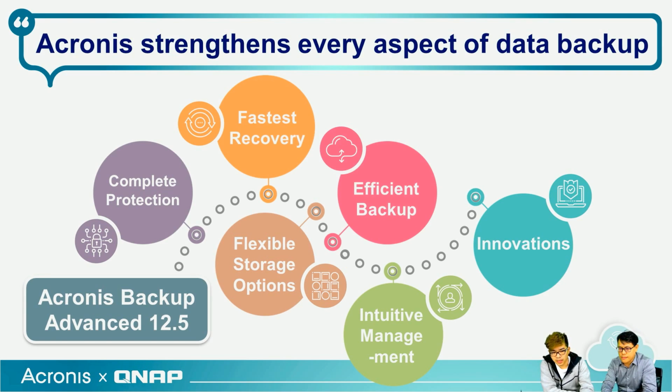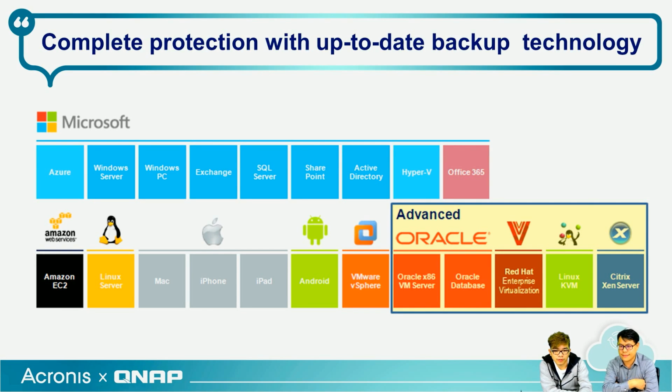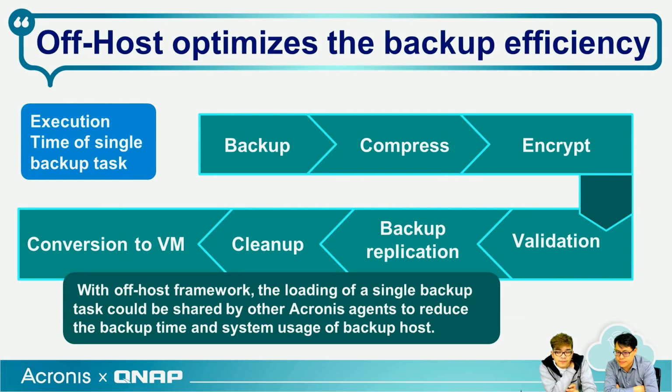Okay, good. So let's take these six sections one by one. The first is the complete protection with different kinds of operating systems. Yeah, right? You can see it includes Microsoft OS and also Mac OS and Linux, and for virtual machines it supports Hyper-V and VMware, and for mobile OS it supports iOS and Android. Okay, cool. And then the next thing is also very important, the off-host optimized backup efficiency. What is the off-host?